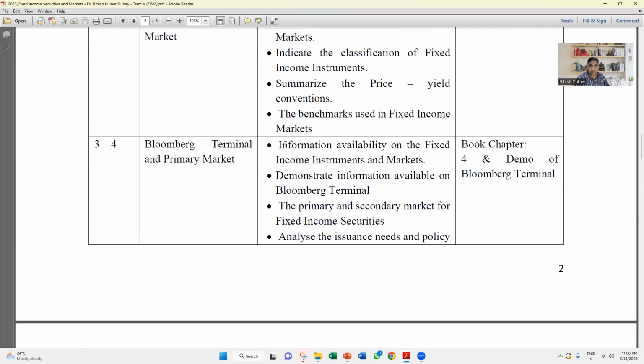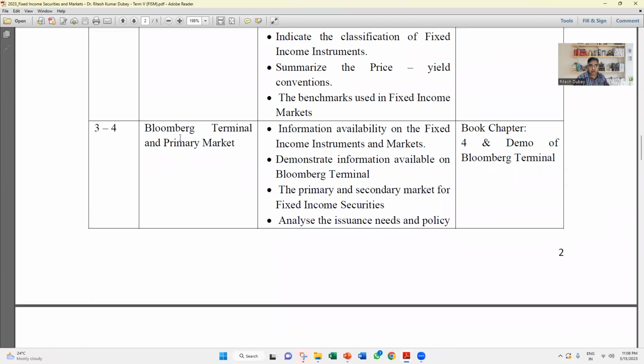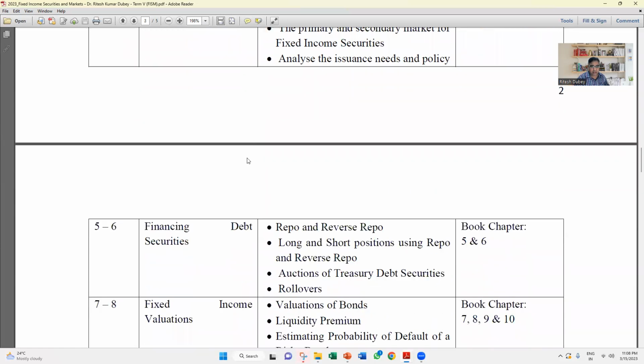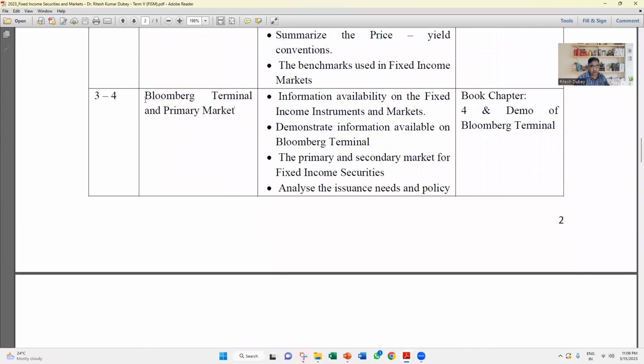Now, as I mentioned, we are going to look for a lot of information through Bloomberg Terminal. So I'm going to have a couple of sessions on Bloomberg Terminal: how to access information from it, what kind of data is available, and how we go about it when performing the job of a fixed income research analyst. All these pieces of information will be shared during the third and fourth sessions, when we look at how Bloomberg Terminal allows us to access a lot of data pertaining to the fixed income securities market.